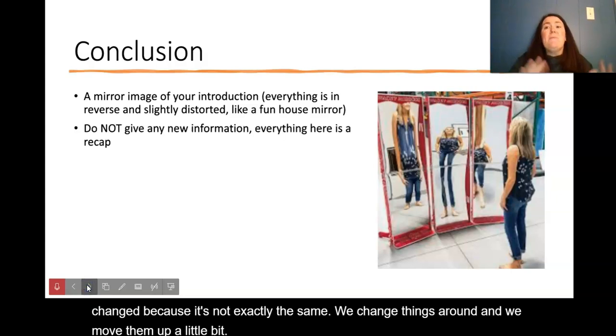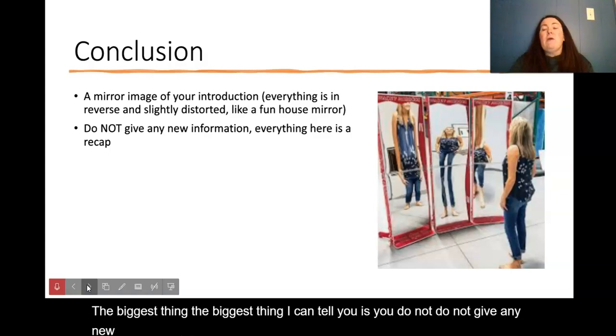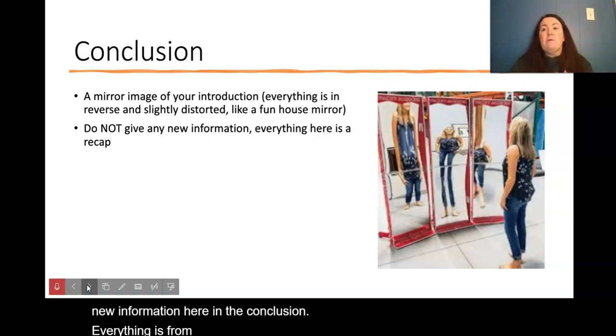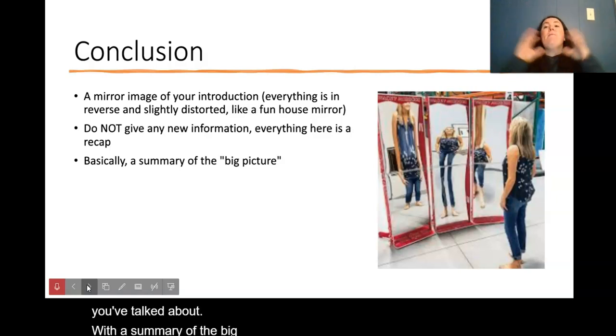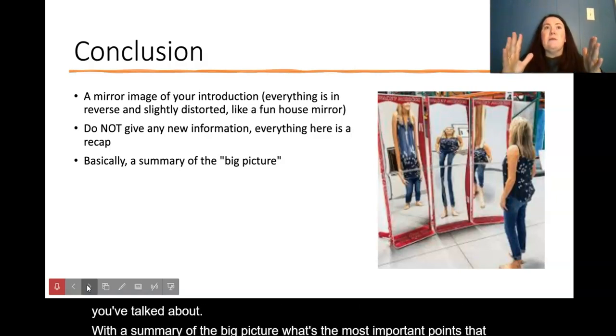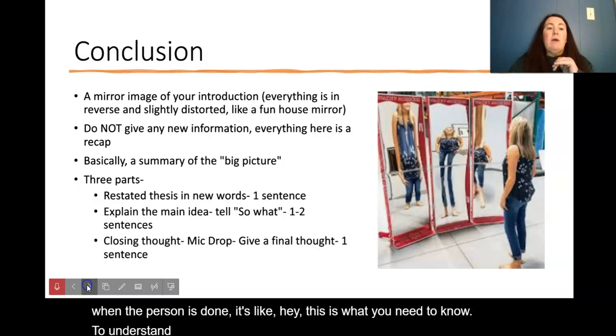The biggest thing I can tell you is you do not give any new information here in the conclusion. Everything is from what you already talked about. You are summarizing what you've talked about. So it's a summary of the big picture. What are the most important points, so that when the person's done, it's like, hey, this is what you need to know to understand my essay, right?